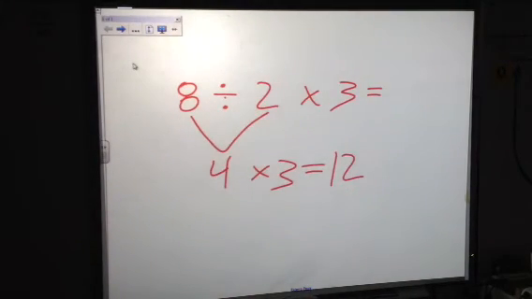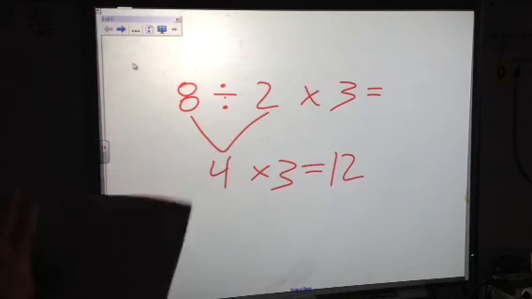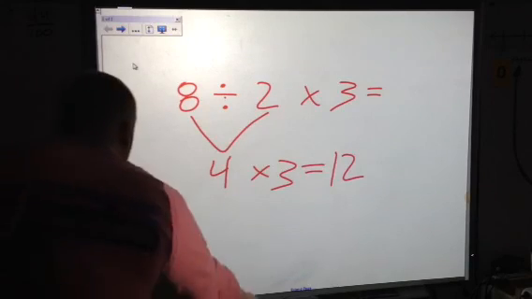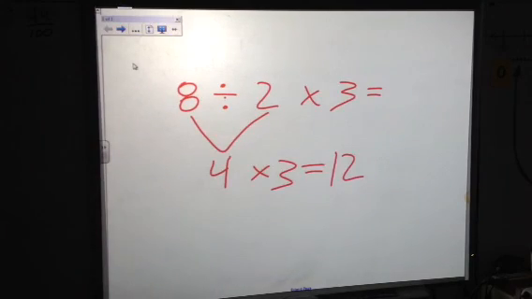Okay? Remember, same rules apply to addition and subtraction. Okay? If I have multiplication and division in the same equation, I have to do it left to right. If I have addition and subtraction in the same equation, I have to do it left to right. Okay? All right, guys, hopefully this was helpful. And this will start you off on lesson 30, order of operations.